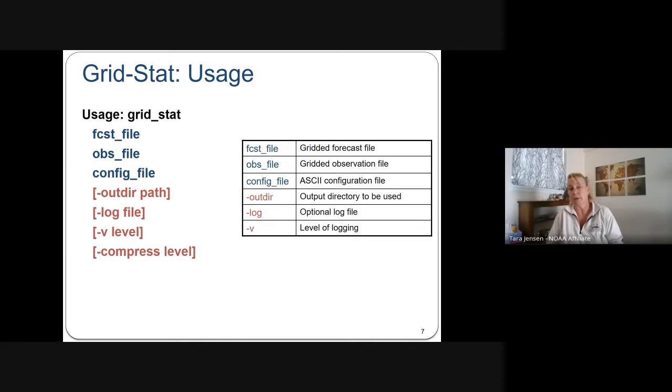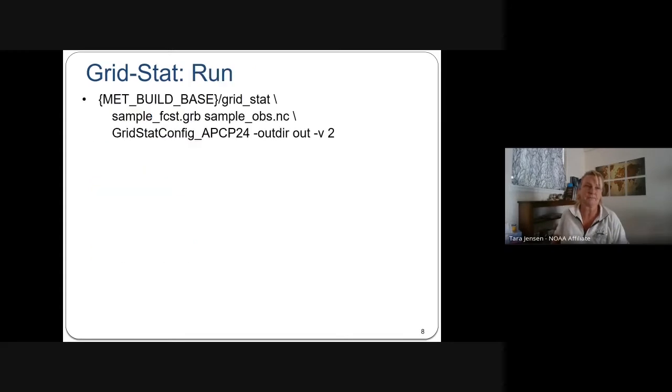And then if you want to write out a log file, you can specify where you want that to be written, as well as the verbosity level. The larger the number for verbosity, the more information you get. A fairly typical number would be 2. So I'll show you that in a second.